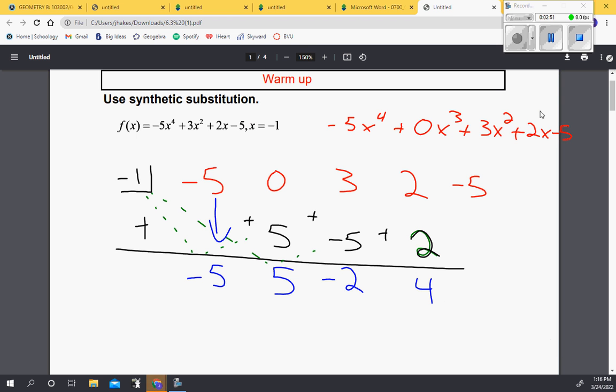And multiply one more time. Negative 1 times 4 is negative 4. And then add. What is negative 5 plus negative 4? That's negative 9. That's our final answer. That is using synthetic substitution.